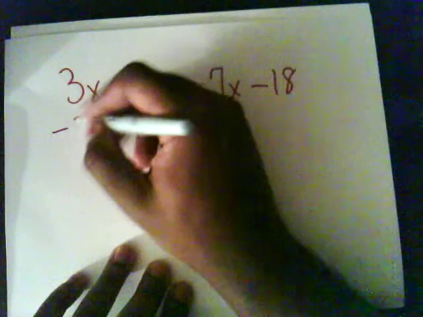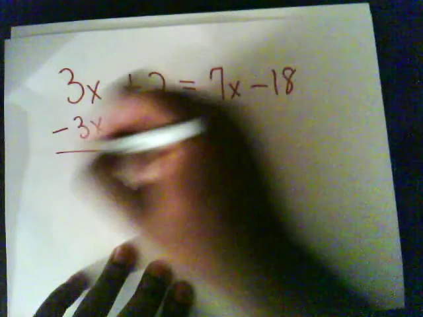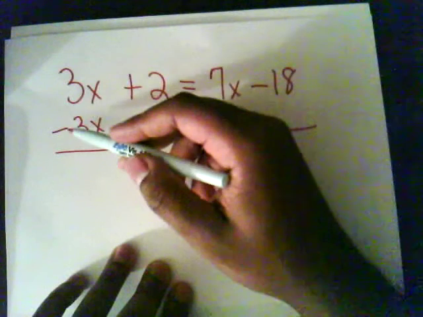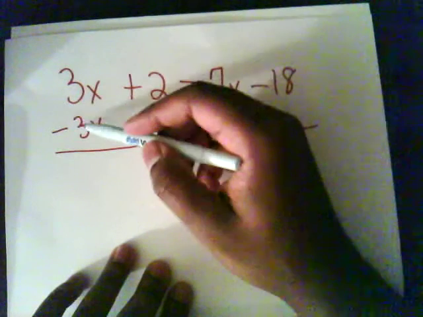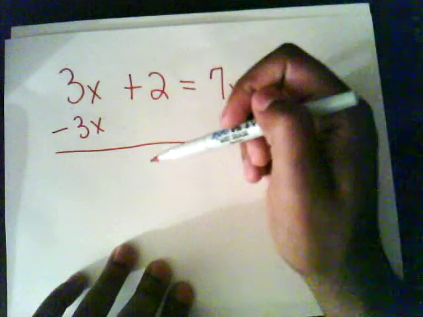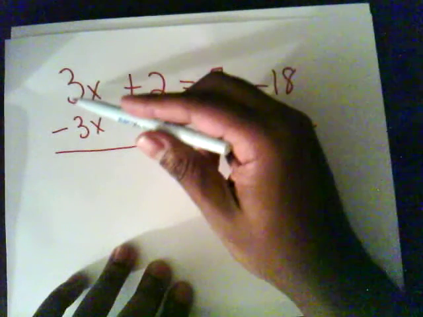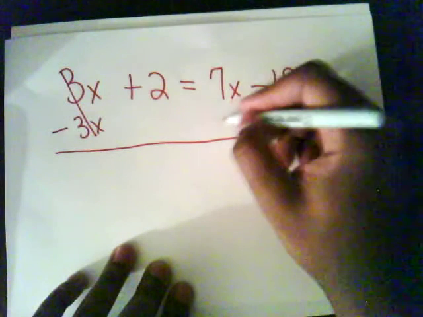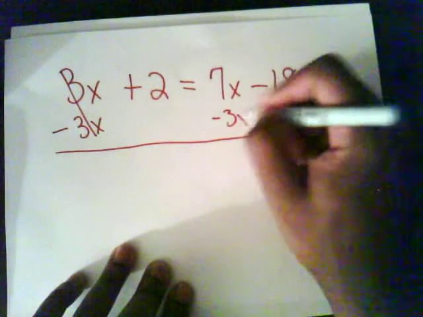To do that, we have to take the inverse. A lot of students have been putting a positive here. Well, 3x plus 3x is 6x. We want it to equal 0. So 3x minus 3x, that's 0. So we come over here and we also subtract 3x.